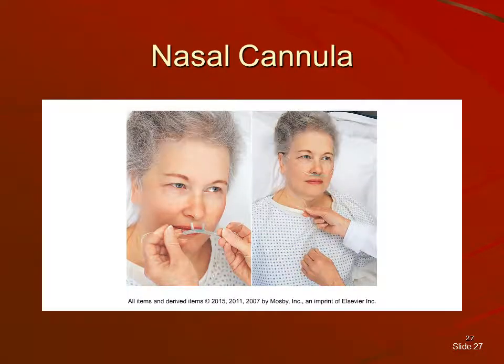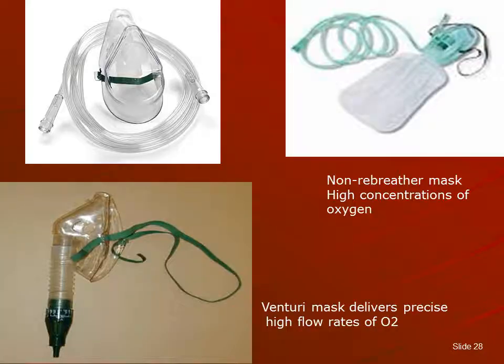This is a picture of nasal cannula. These are different pictures of different oxygen delivery systems. To the left we have a face mask. Top left corner. Top right corner is a non-rebreather mask. This delivers high concentrations of oxygen. Bottom left we have a Venturi mask. This delivers a precise high flow rate of oxygen, and Venturi masks are used specifically for COPD patients.